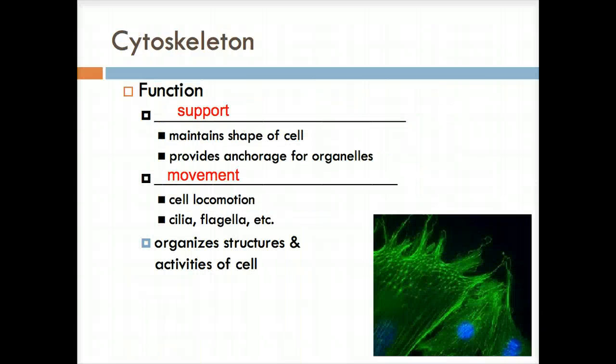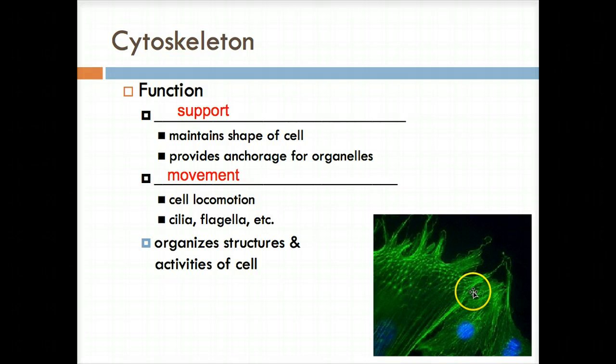Our next organelle is the cytoskeleton. The function is support to maintain the shape of the cell, provides anchorage for organelles, so kind of a platform for the organelles to sit on within the cell. It also allows for movement, allows the cell to move, particularly the cilia and the flagella are two of these movement structures. And it allows for organization of structures and just activities within the cell itself.